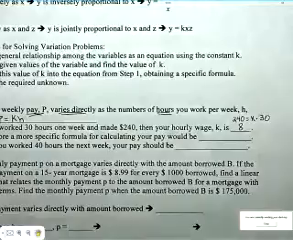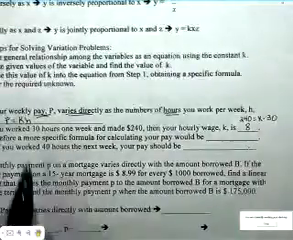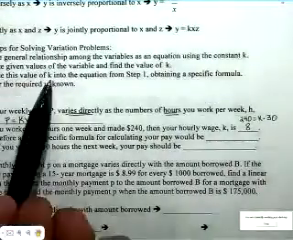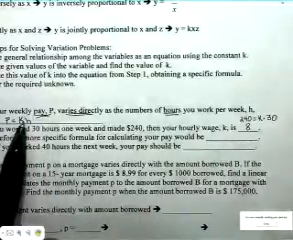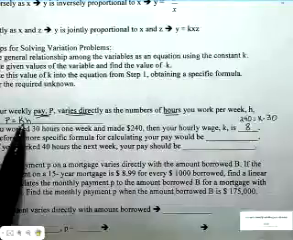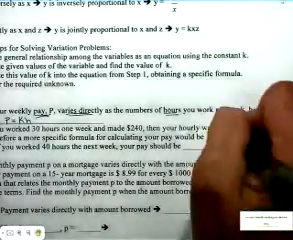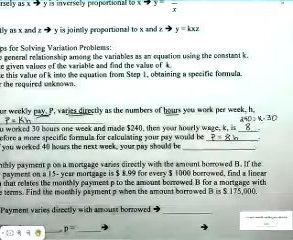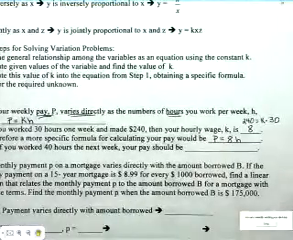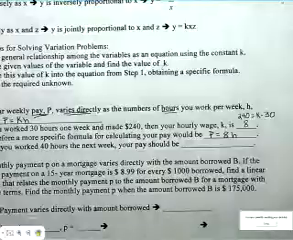Step 3, substitute that value of K, that 8, back into your original equation so that you have a general formula for calculating your pay. Your pay is going to be 8 times however many hours you work. Now that you have a general formula, as long as your rate of pay doesn't change, you can use it to answer a lot of questions.